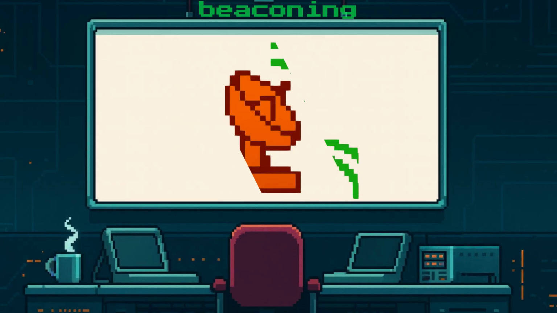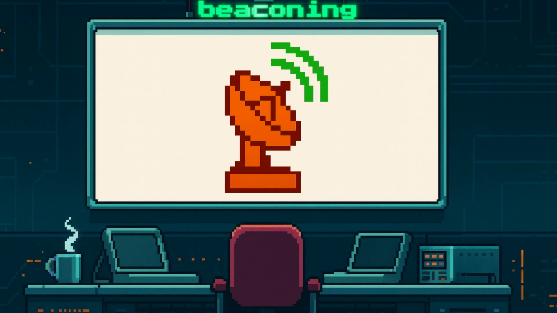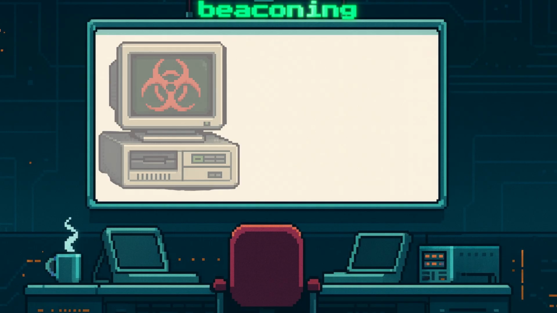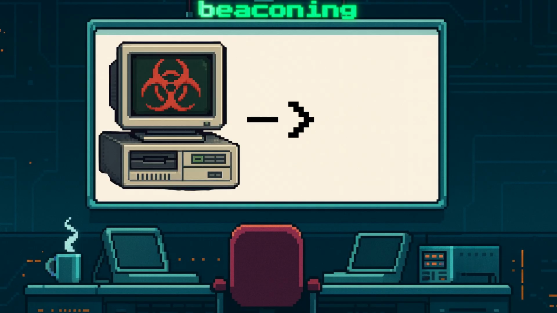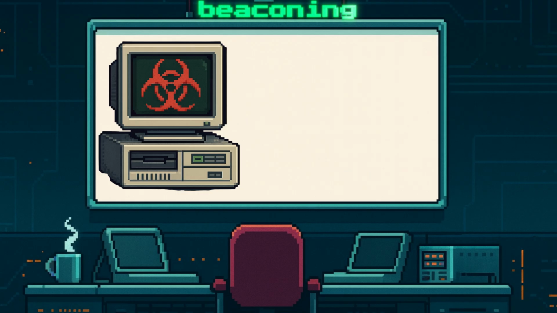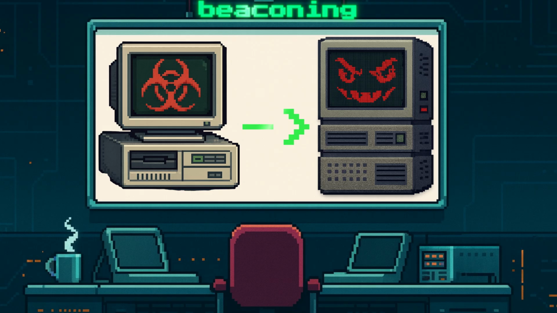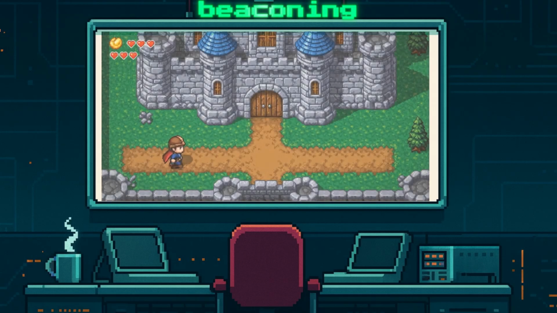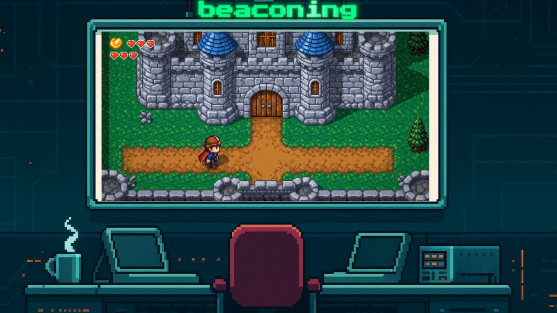Let's talk beaconing, one of the earliest signs that your network might be under siege. When a system gets compromised, it often turns into a zombie. Not the groaning, brain-hungry kind, but one that quietly reaches out to its command and control server, usually shortened to C2, at regular intervals. Think of it like an NPC in a game that walks the same path every 10 seconds. Predictable, repetitive, and if you're watching closely, noticeable.